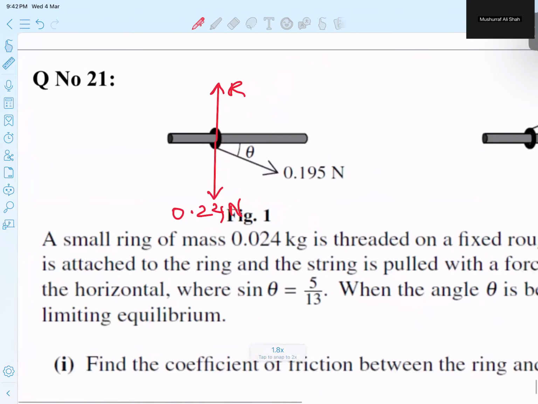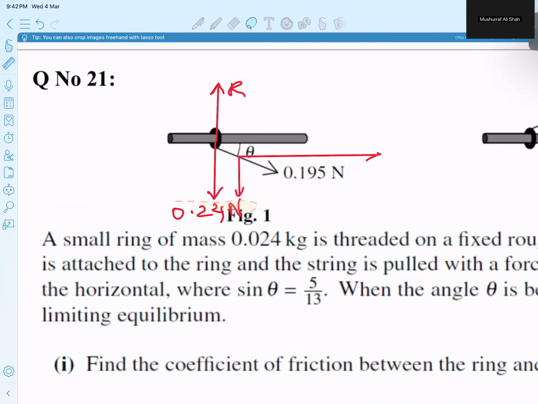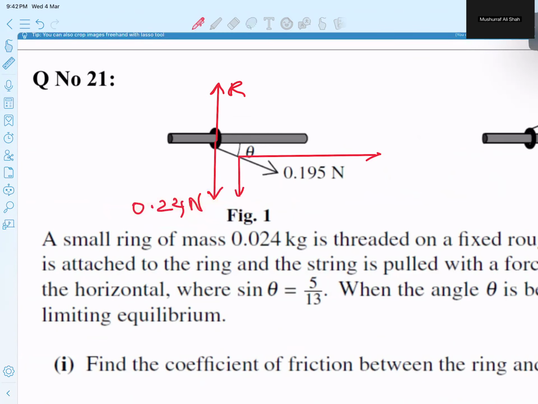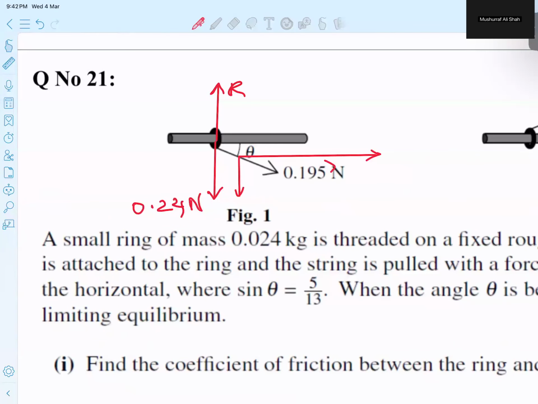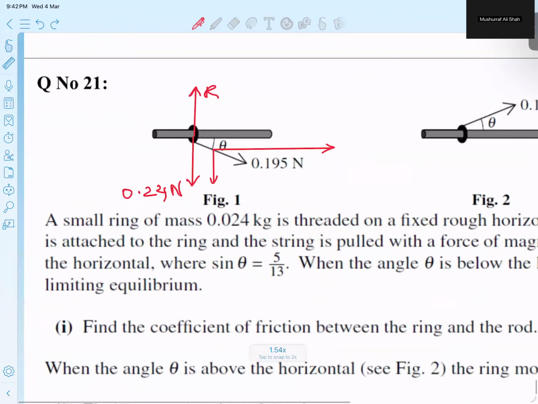Now, this force is acting at angle theta. It has two components, students. One force acts parallel to the rod, and one acts perpendicular to the rod. I am showing this here. So it is very clear what the force is, 0.195. Okay, I'm showing you now.